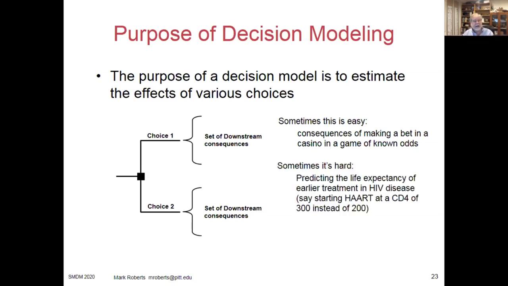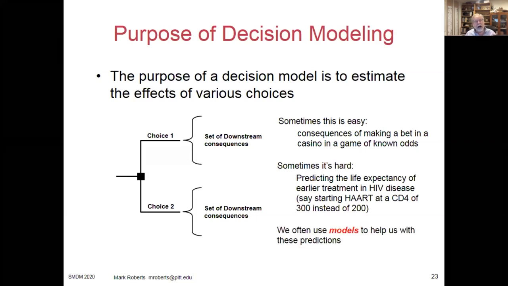Sometimes it's really hard to make these predictions. So for example, in HIV disease, if you're predicting the life expectancy of earlier treatment in HIV disease, starting heart therapy at a CD4 count of 300 instead of 200, or starting at the time of diagnosis rather than waiting for a CD4 count level. Those are hard. Next. And so we use models to help us represent what happens under these different choices.